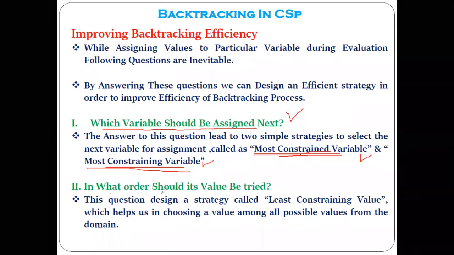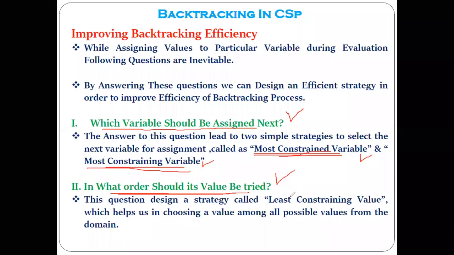In a similar way, the second question also gives you another technique to improve the backtracking efficiency. What is that second question? In what order should its values be tried? Now, the second question is related to the value. The first was related to the variable. Yes or no? Yes, sir. What is the second question? In what order should its values be tried?